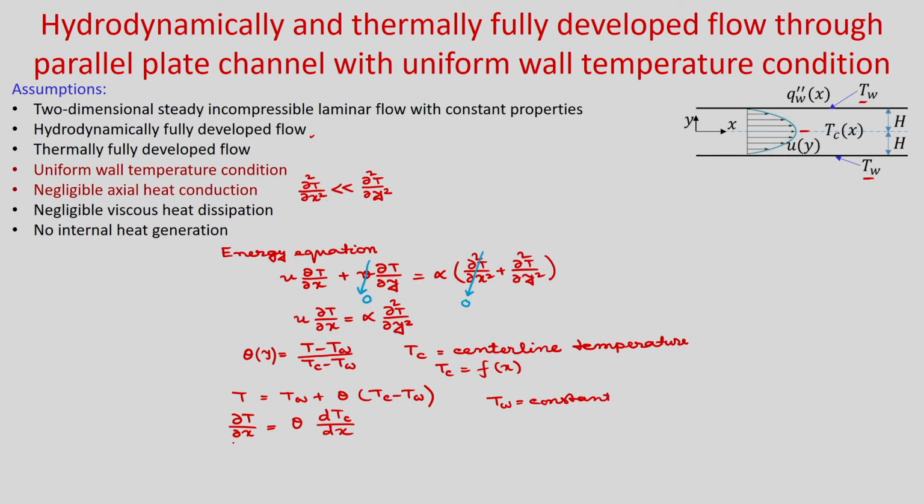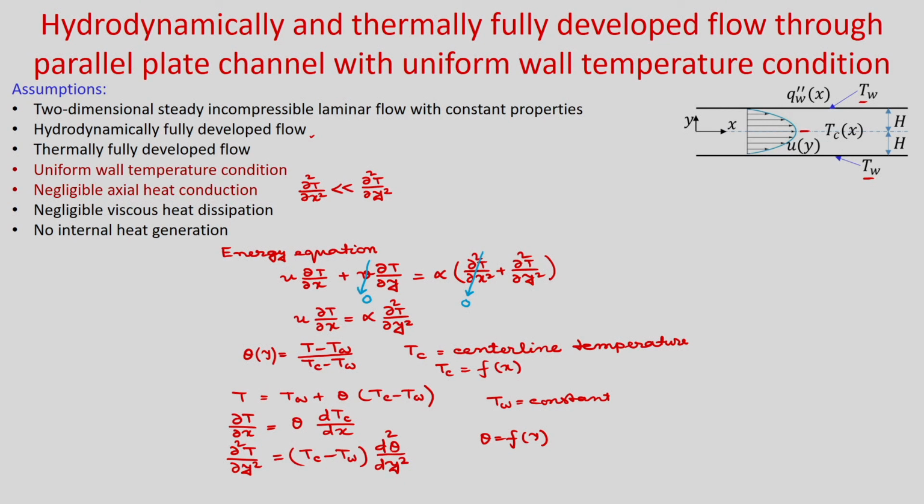Hence, you can also take the derivative of T with respect to y, del 2 T by del y square. Now T c is a function of x only and theta is a function of y only. So, you can write T c minus T w into d 2 theta by dy square, because theta is a function of y, and we are taking the second derivative of T with respect to y.